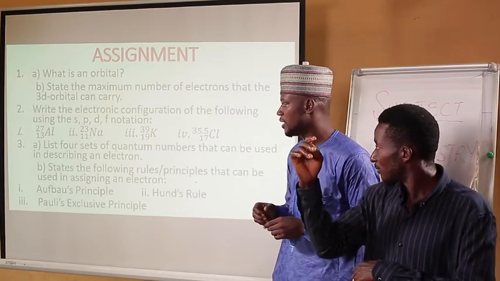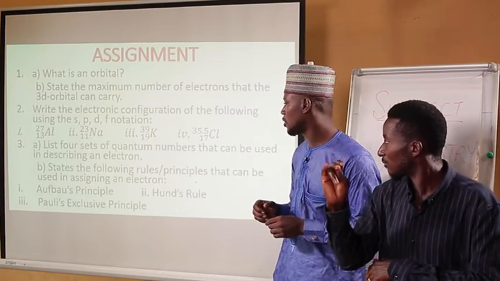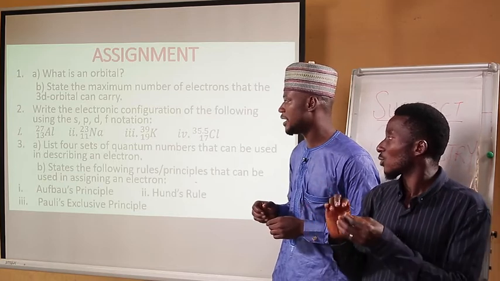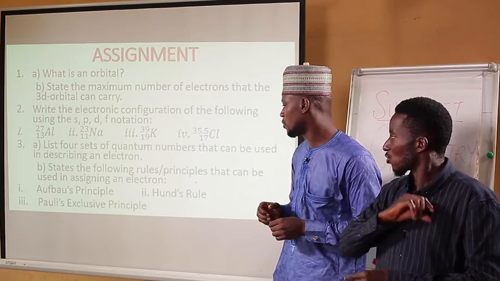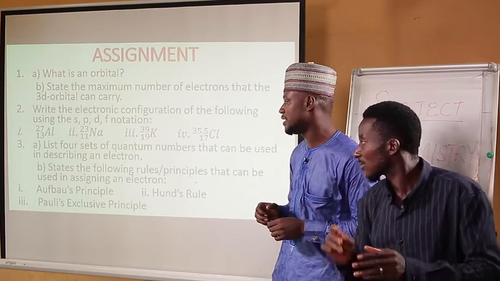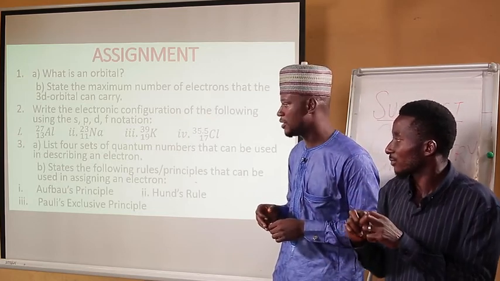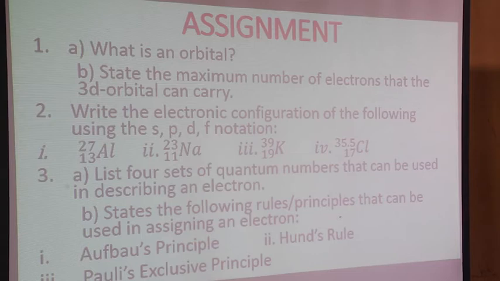Question 3a. List the 4 sets of quantum numbers that can be used in describing an electron. 3b. State the following rules or principles that can be used in assigning quantum numbers to an electron. 1. Aufbau principle. 2. Hund's rule. And 3. Pauli's exclusion principle.